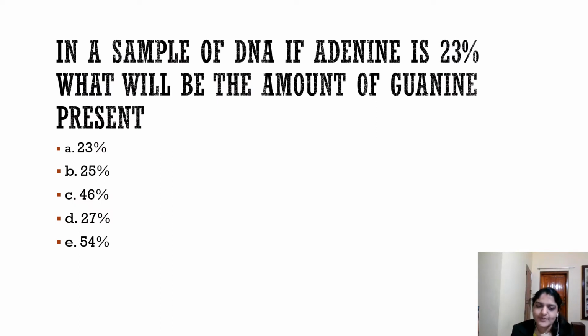Moving on to the second question, it's a simple calculation type question. In a sample of DNA, if adenine is 23%, what will be the amount of guanine present? Here we have to apply Chargaff's rule. What is Chargaff's rule? The number of purines is equal to the number of pyrimidines. Also, the concentration of adenine is equal to the concentration of thymine. Applying these rules we can easily calculate.